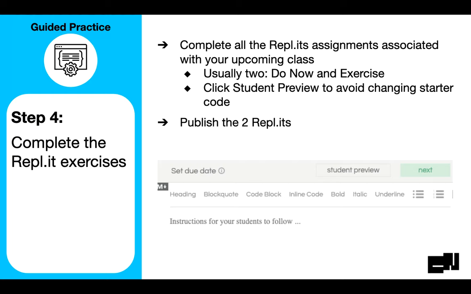Next, you should click back into Replit so you can look at the Replit exercises for this week. Usually, there will be 2 exercises, the do now and the exercise which has the guided and independent practices in them. You should complete both of them by clicking Student Preview to avoid changing the starter code before publishing. Then you should publish the 2 Replits, making sure that you have not already written the answer.